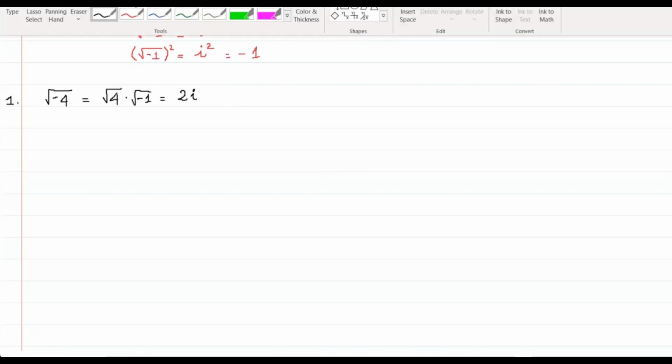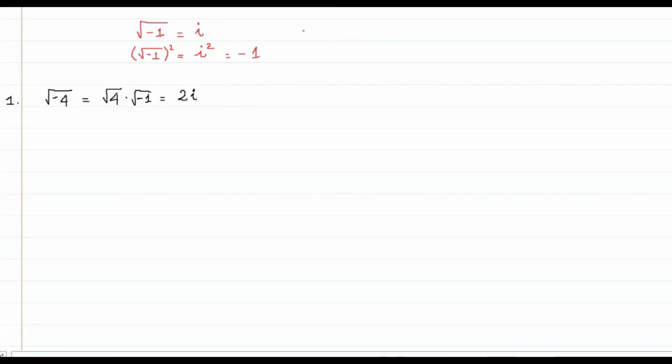So when we have the square root of some negative number, that can be rewritten as the square root of that number multiplied by the square root of -1, and that becomes the square root of that number and then multiplied by i.